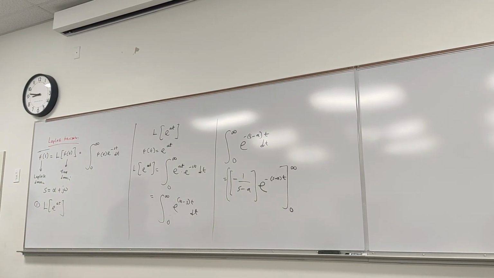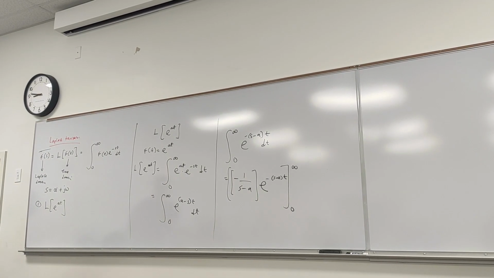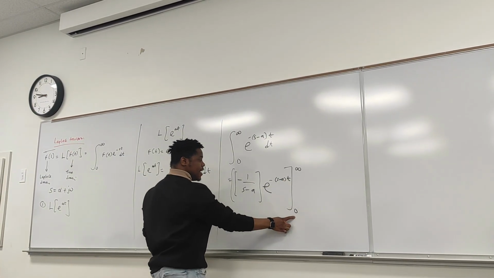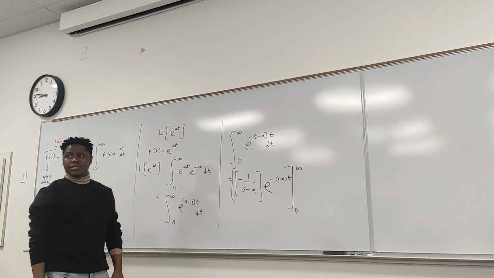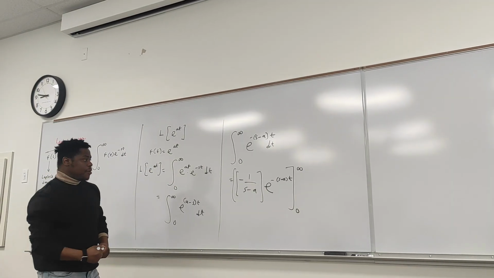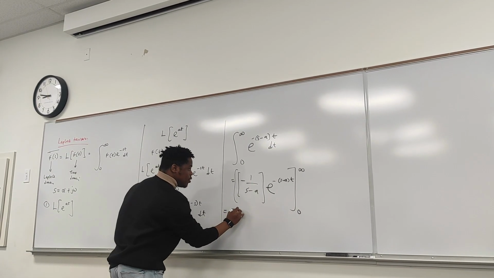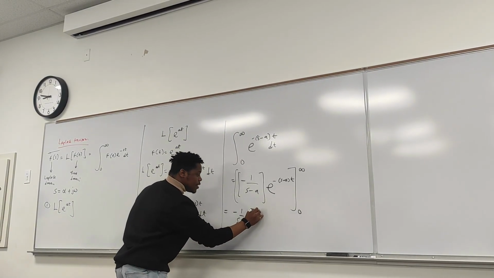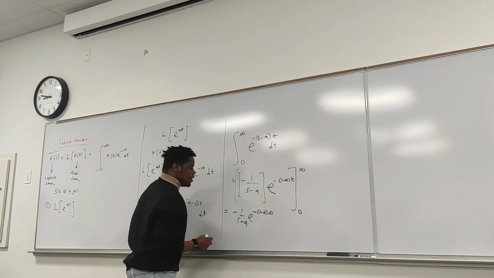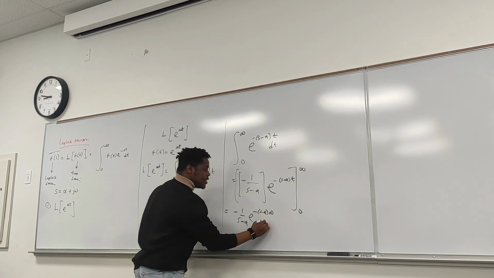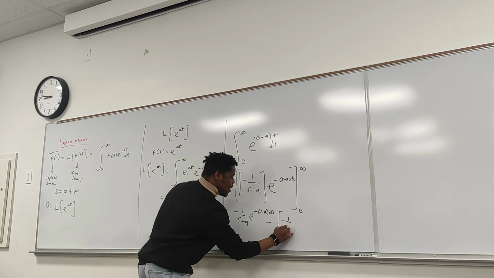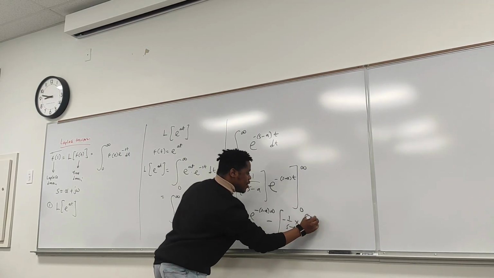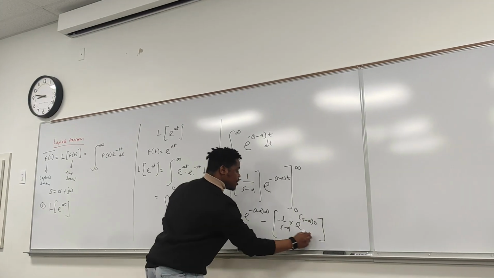So what that means is we are going to put in the values t at infinity and t at 0. That becomes minus 1 over s minus a times exponential minus s minus a times infinity, that's when t is infinity. Then minus again, minus 1 over s minus a times exponential s minus a when t is 0. That's what it means.